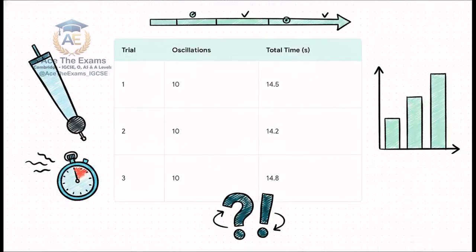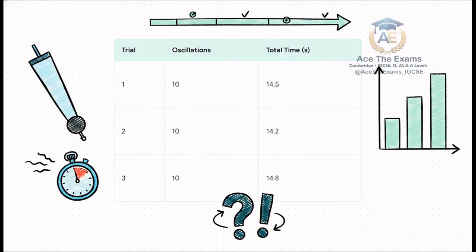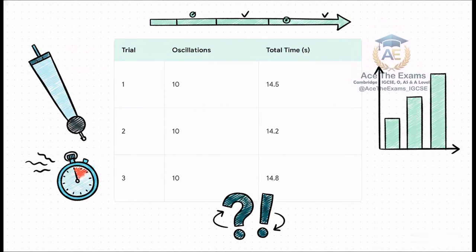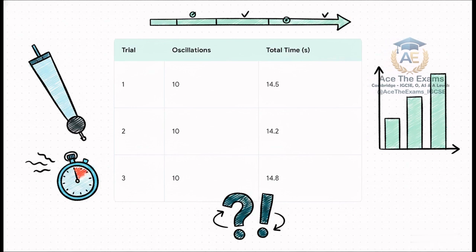Check out our evidence table. Notice we didn't just do this once. We did 3 separate trials of 10 oscillations each, getting 14.5 seconds, 14.2 seconds, and 14.8 seconds. This is what real, high-mark practical data looks like. It acknowledges that absolutely no single reading is perfect.